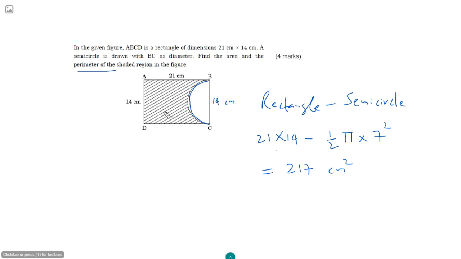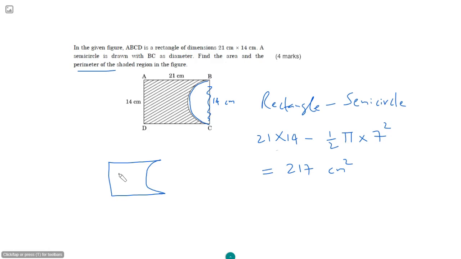Now the shaded region actually looks like this, right? So don't let this BC confuse you. BC is not part of the shaded region, and the length of BC does not form part of the perimeter.